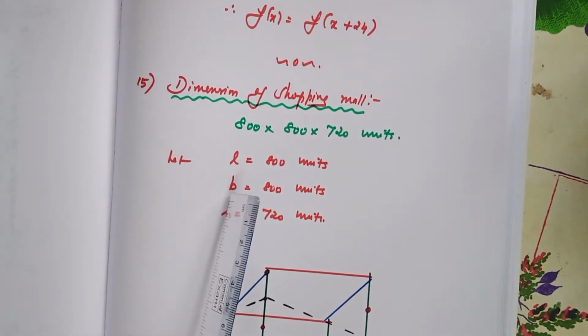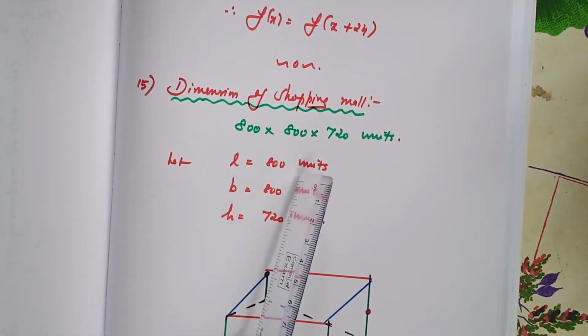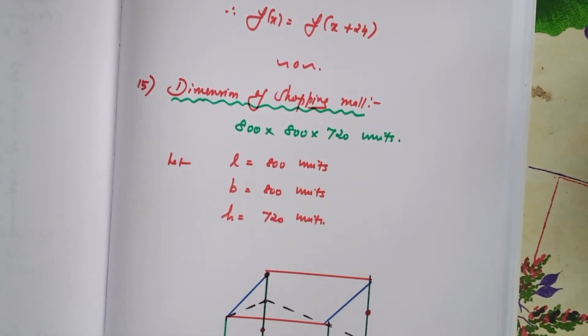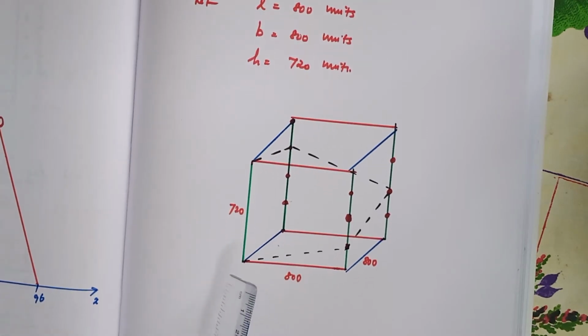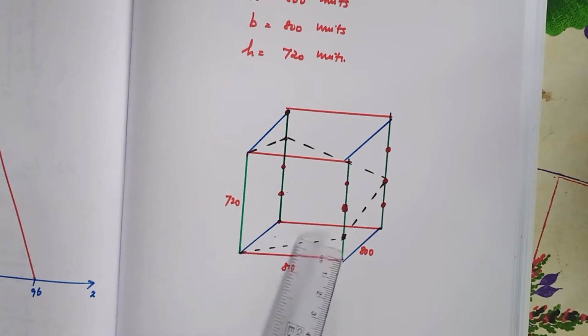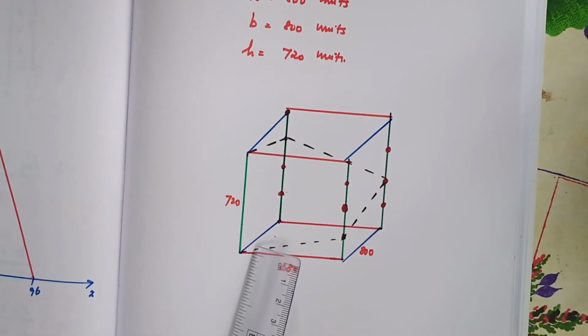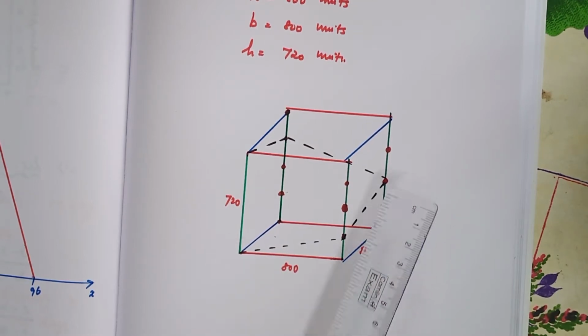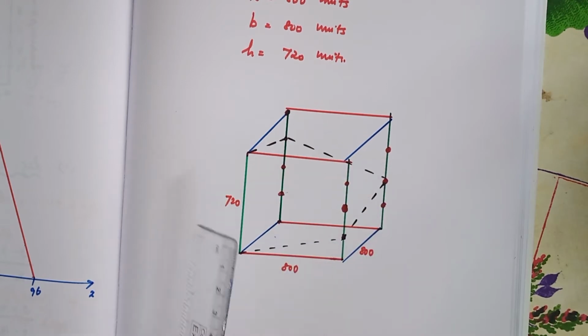So look at the dimensions of the shopping mall: length 800 units, breadth 800 units and height 720 units. Here the dotted lines represent the route or the path in which the escalator is going to be constructed. We have to find out the total length of the escalator. The path should be minimum. That's the condition. That is subdivision number 1.